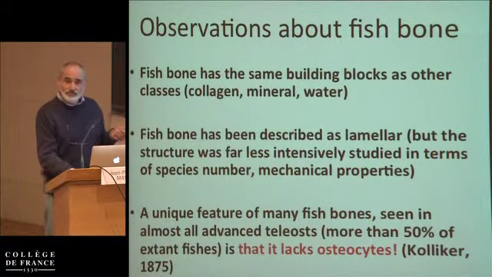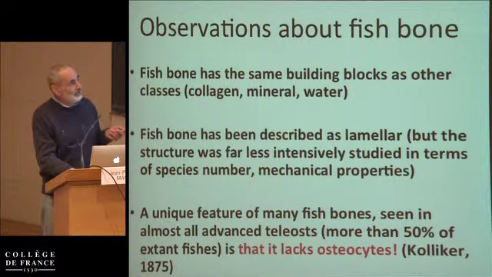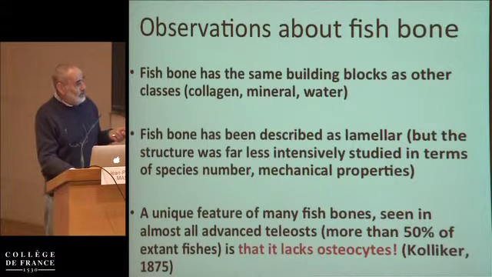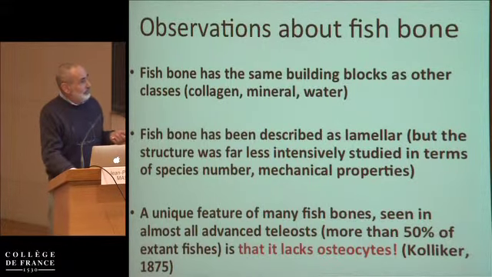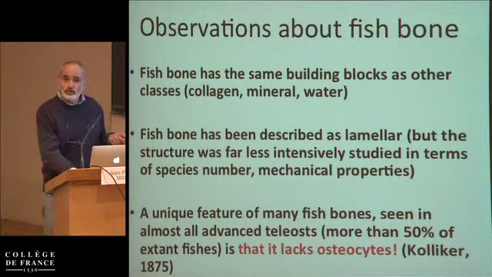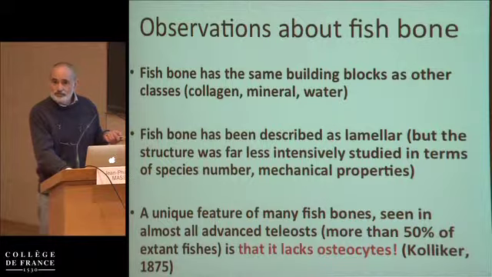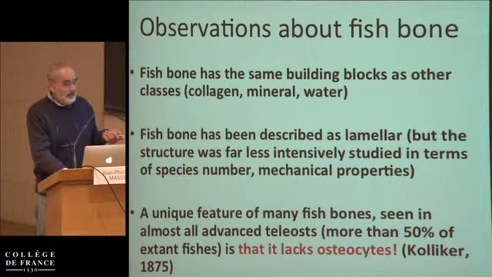Fish bone has not been studied as intensively, but still it's been described as lamellar, and we have evidence now to suggest that's indeed the case. And one of the really interesting things about fish is that more than half of the fish existing today have a unique property that has been known for many years now, that they don't have osteocytes. That cell that's considered so important and fundamental to the performance of bone. And that raises questions.